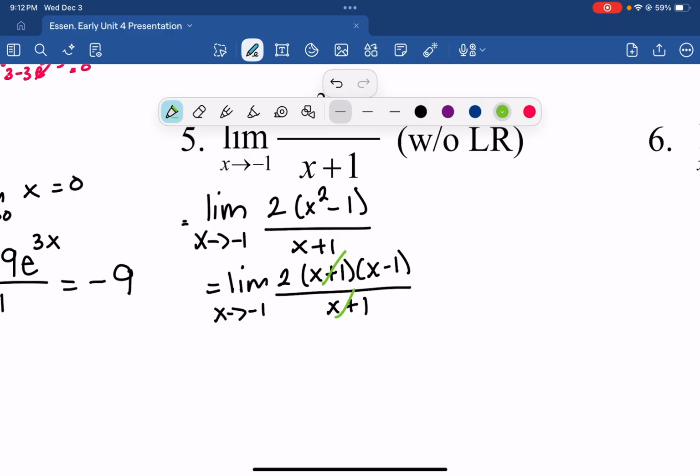So we're left with the limit as x approaches negative 1 of 2 times x minus 1. Okay, now if I plug in negative 1, I get 2 times negative 1 minus 1. So I get 2 times negative 2. So we get negative 4. Okay. And we'll make a note here that we factored.